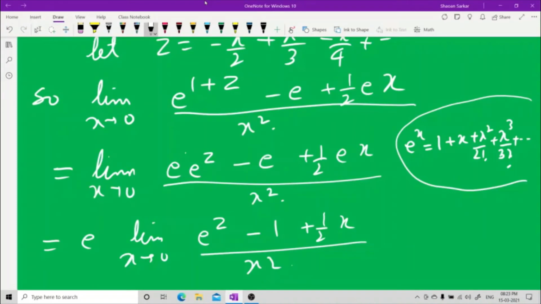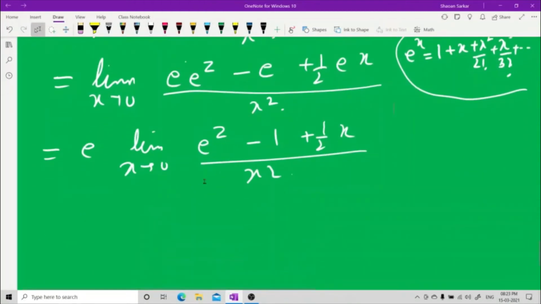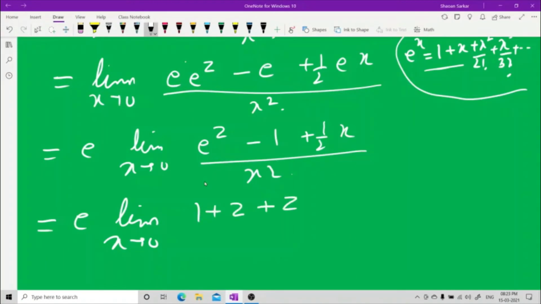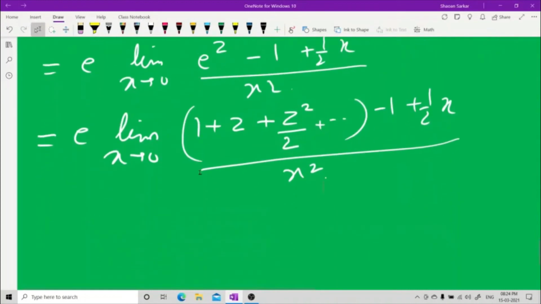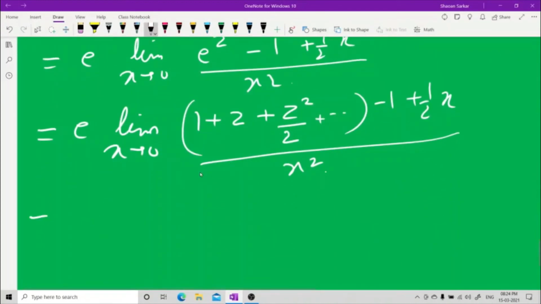Here it is e to the power of z. This is e to the power of z. Expand this. e limit x tending to 0, e to the power of z, using this, is 1 plus z plus z square by 2 factorial, which is 2, and so on and so forth, minus 1 plus half x upon x square. Now put the value of z.